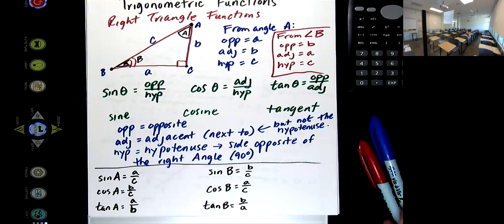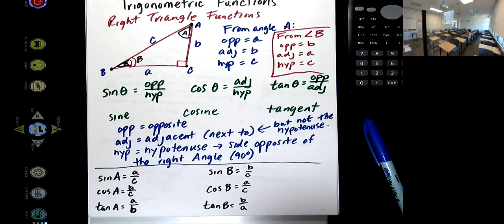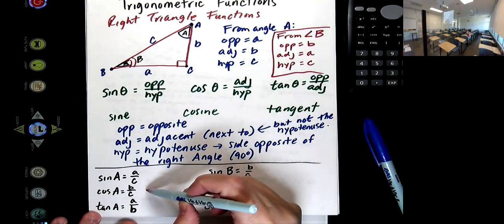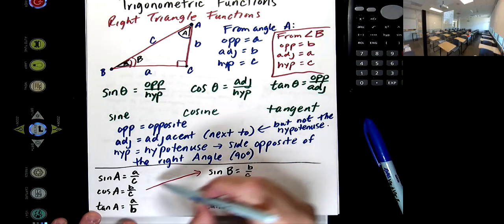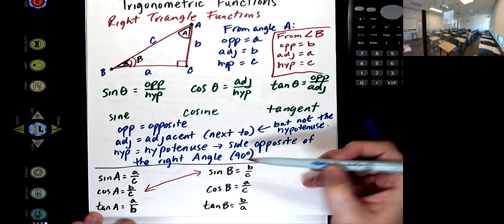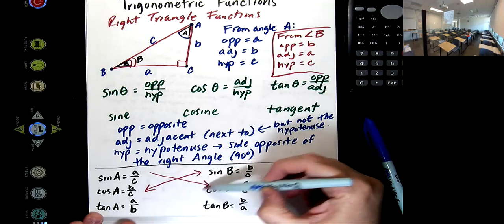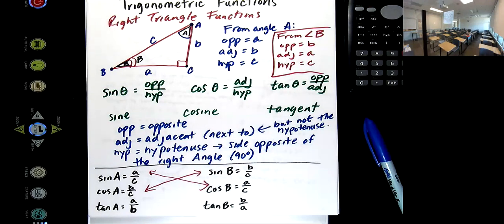You'll notice that these relationships hold. Cosine of A is the sine of B, and the sine of A is cosine of B. Which is kind of neat.